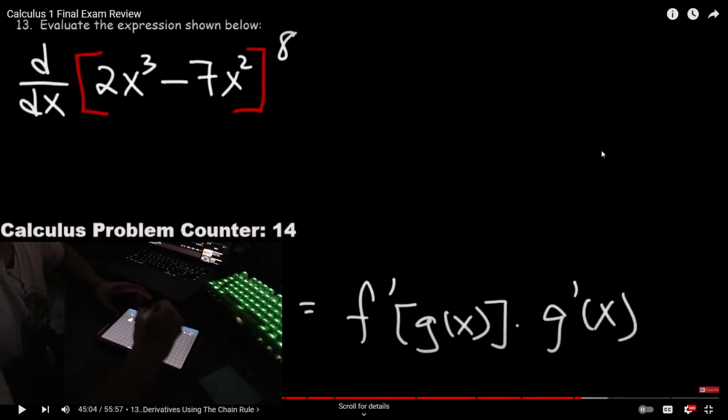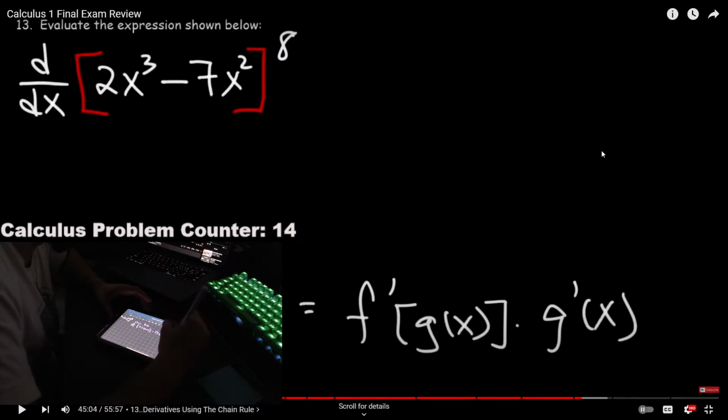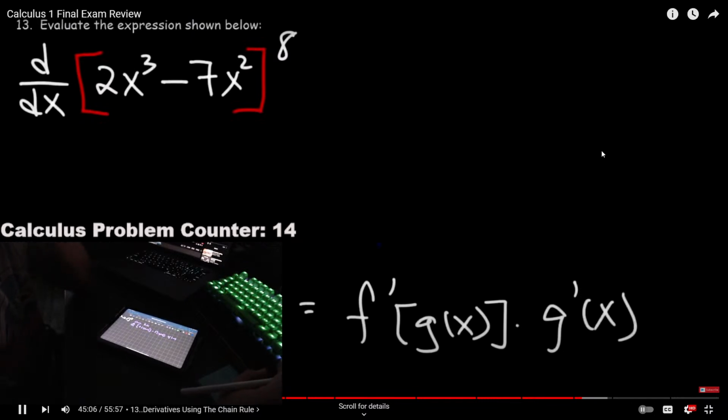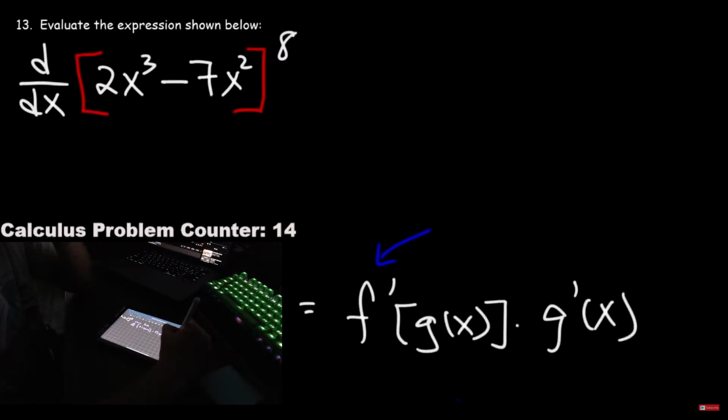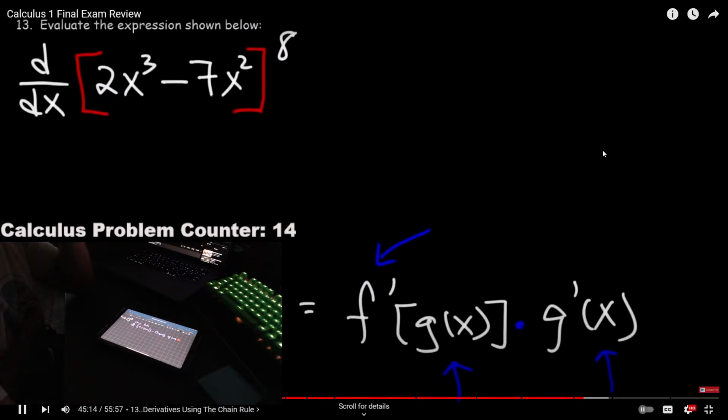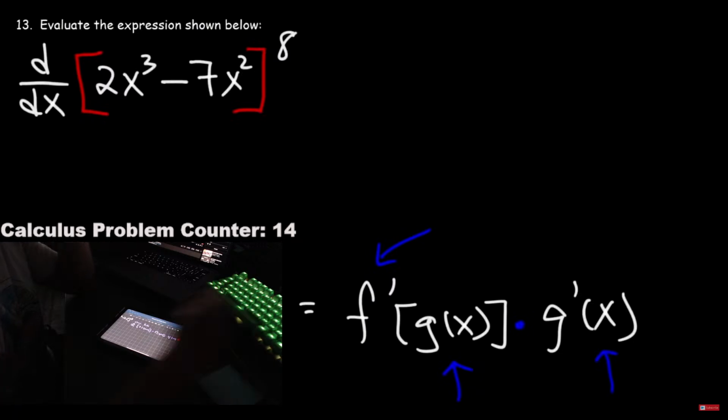So write that chain rule: d over dx of f of g of x equals f prime of g of x times g prime of x. Notice that we differentiate the outside portion of the function, keeping the inside the same, and then we're going to multiply by the derivative of the inside of the function. We're going to follow that same process to differentiate this expression.